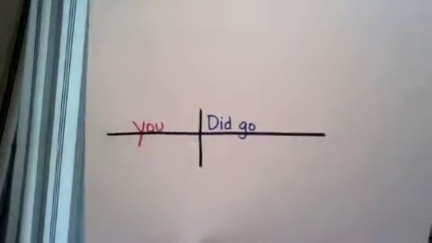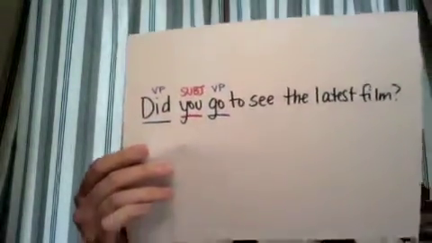So I'm going to draw my center line and my baseline. I'm going to write the word you, and it's going to be lowercase. I'm going to write the word did, and it's going to be capitalized so that I know that it's a question. Okay, so it's going to look like this. You did go. Okay, now, you did go what?